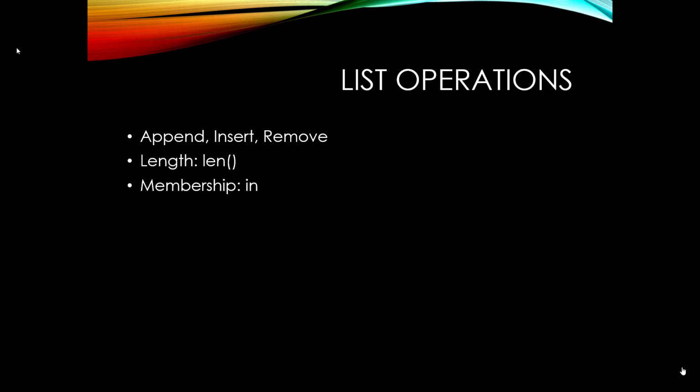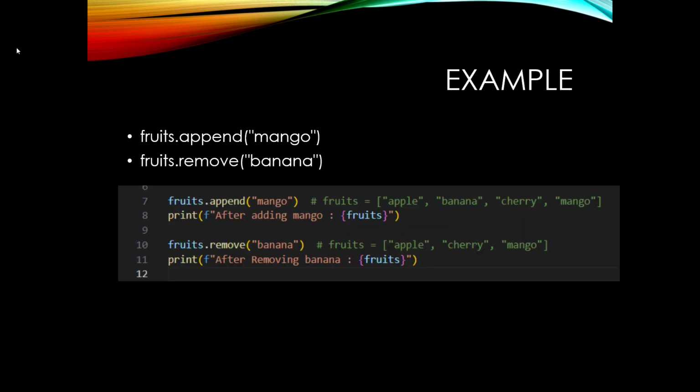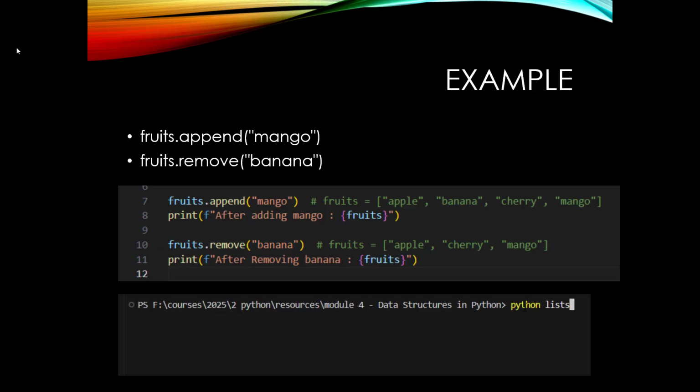There are 2 more things that I would like to address. You can find the length of a list, or you can say you can check how many elements are there in a list using len function. Again, this is a built-in function. So let's take a look. Fruits.append mango, fruits.remove banana.